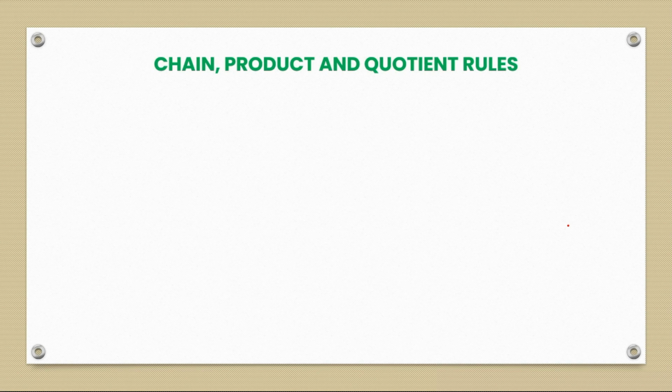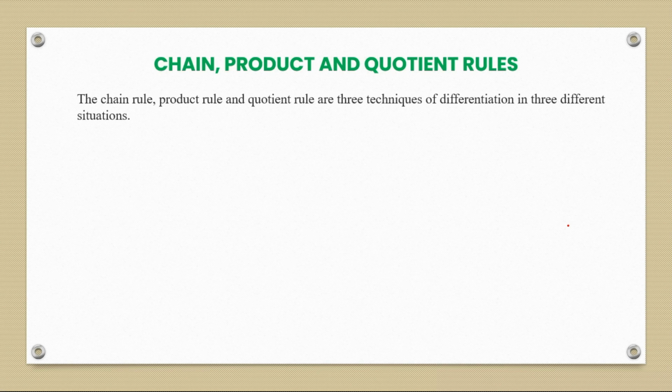Alright, so today I'm going to introduce the chain, product, and quotient rules. The chain rule, product rule, and quotient rule are three techniques of differentiation for three different situations. There will be cases in differentiation where you will need the above three rules, or laws, to make your work easier, and I'll show you what these examples look like.